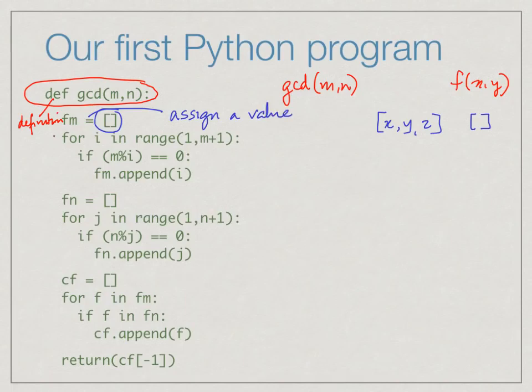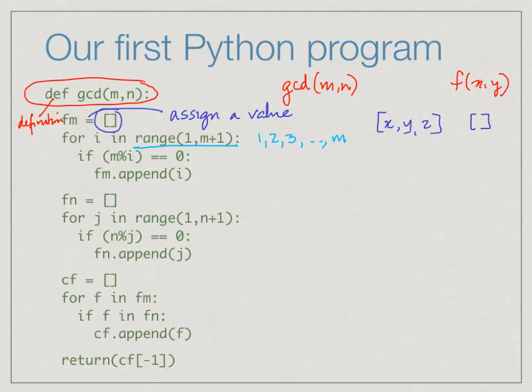So we assign fm, the list of factors of m, to be the empty list. Now we need to test every value in the range 1 to n. Python has a built-in function called range, but because of a peculiarity of Python, this returns not the range you expect, but one less. So if I say give me the numbers in the range 1 to n plus 1, it gives me numbers in the range 1 to m, 1 up to the upper limit, but not including the upper limit. So this will say that i takes the values 1, 2, 3 up to m.